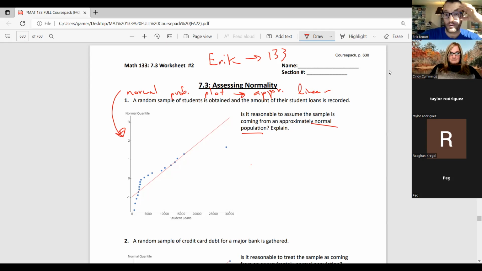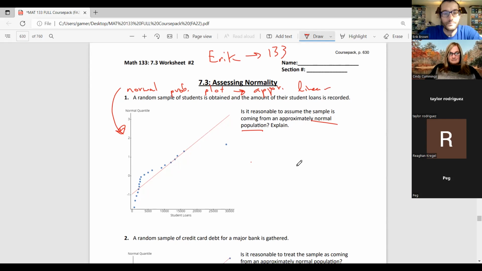That's the language I'm looking for. It's either, yes, the normal probability plot looks approximately linear. That means it is reasonable to assume the sample came from a normal population. Or no, the normal probability plot does not look approximately linear. Thus, the population is not approximately normal. Whew, that's a lot, right?